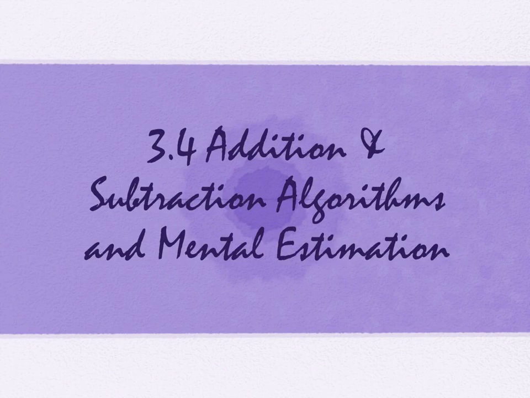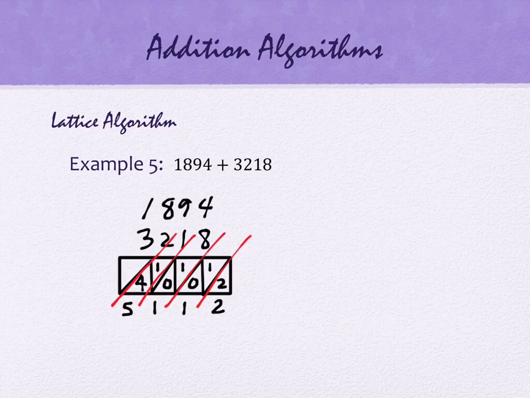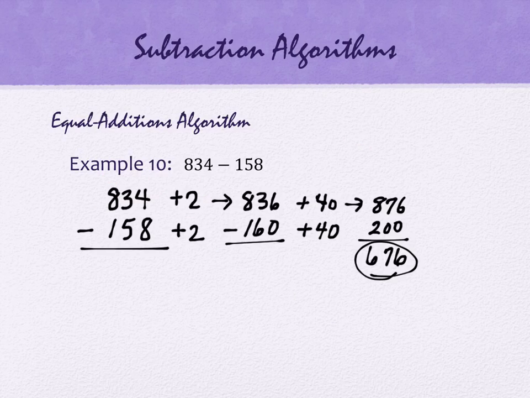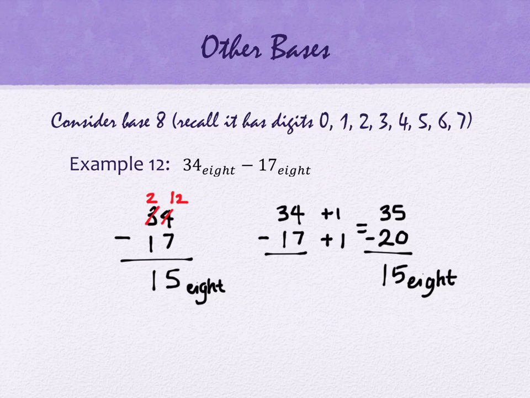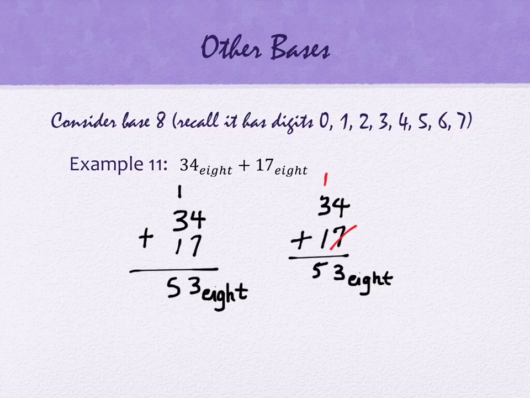All right, we're going to pick up where we left off in section 3.4, which is algorithms for adding and subtracting. And we had gotten to the point where we had looked at addition and subtraction in base 8. So we did this one with base 8, reminding ourselves that there's no 8s or 9s in base 8, right?